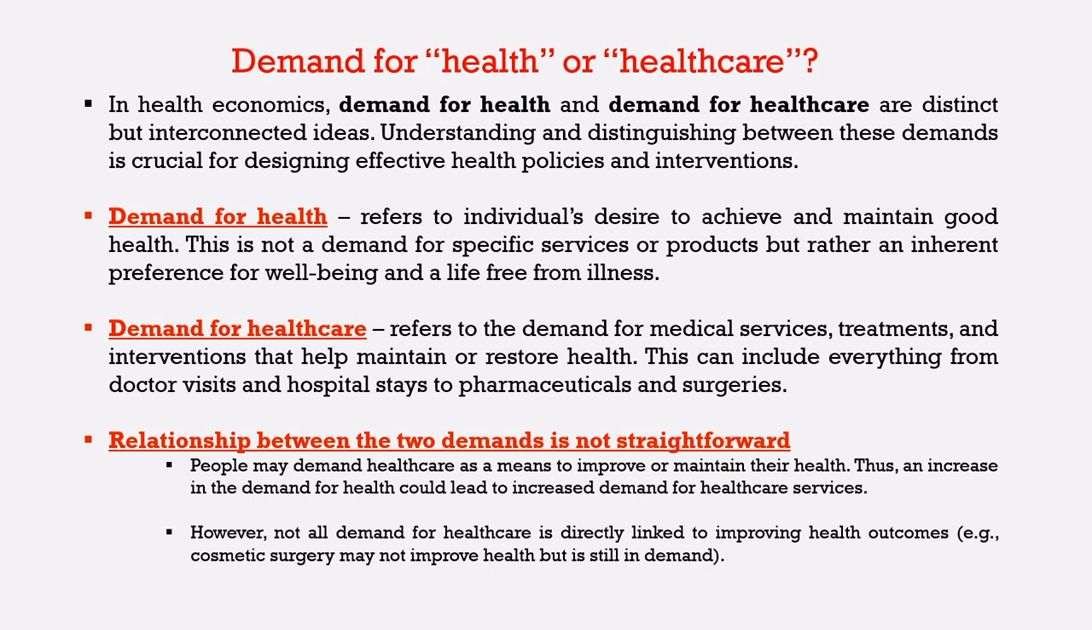So, to begin with, we made a distinction between demand for health status and demand for health care, and accordingly we can then set up the demand function. We also saw that the relationship between the two demands, demand for health and health care, is not very straightforward, because people may demand health care as a means to improve or maintain their health, and an increase in the demand for health could lead to an increase in demand for health care services. But we also saw that not all demand for healthcare is directly linked to improving health outcomes.